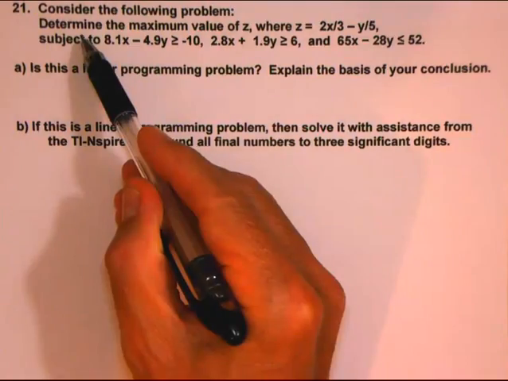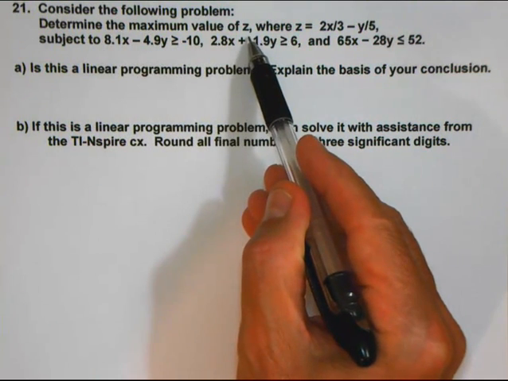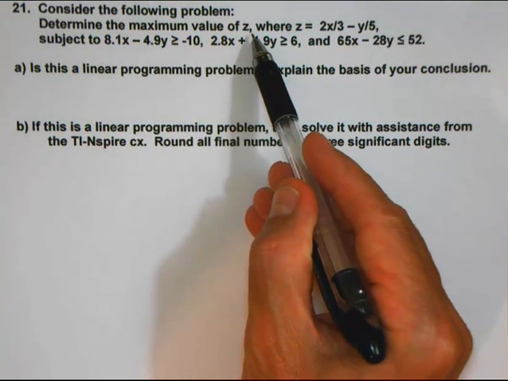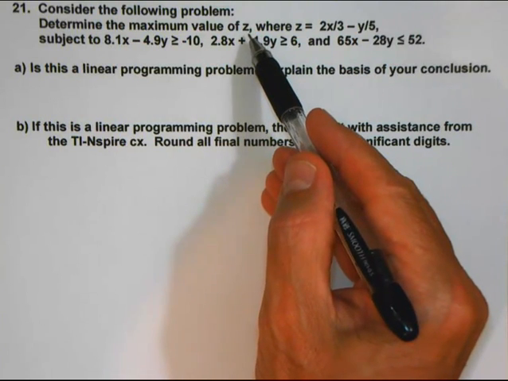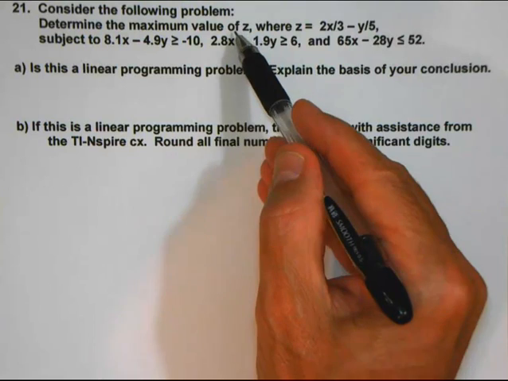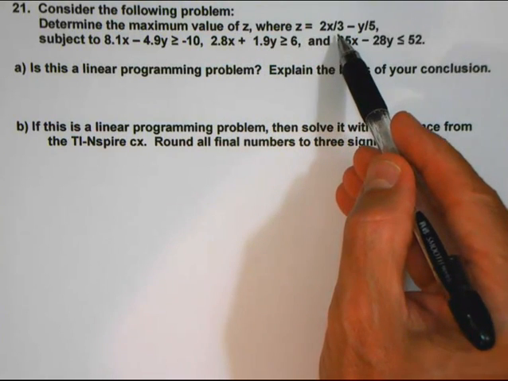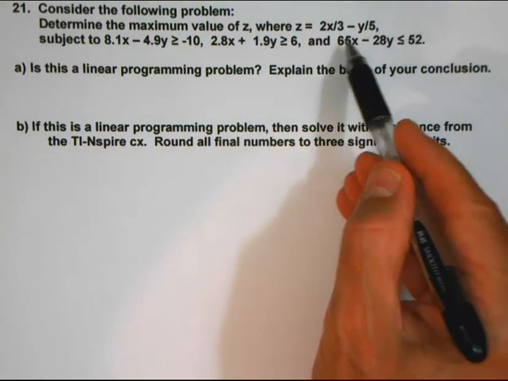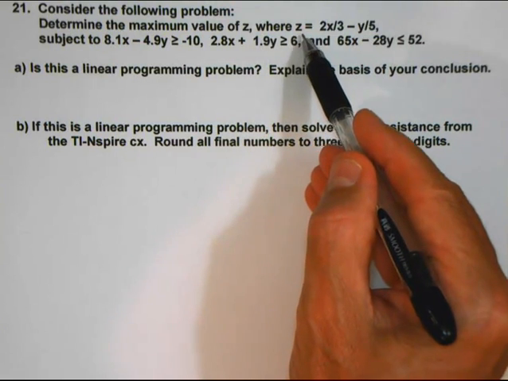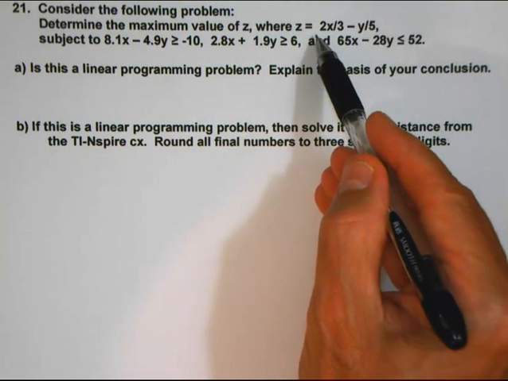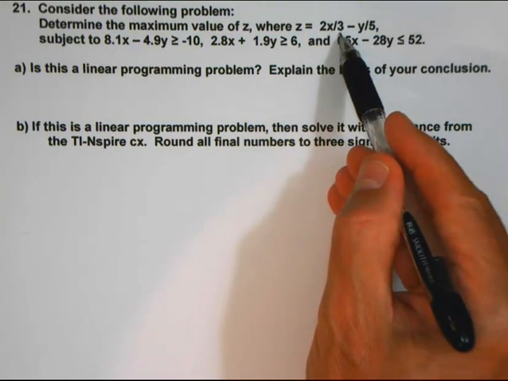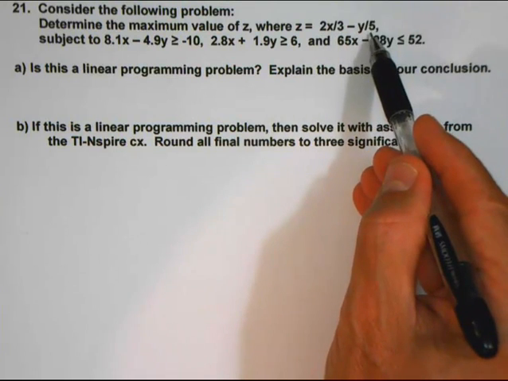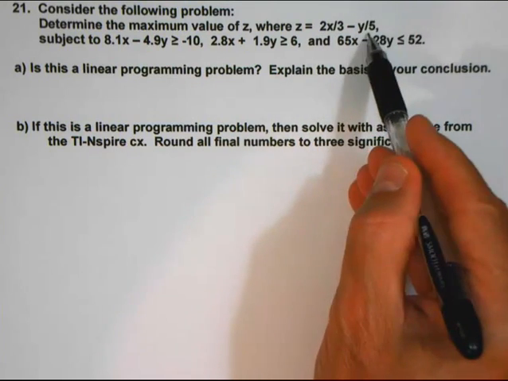Let's have a look. Determine the maximum value of z. Okay, this is an optimization question. So far we have one of the conditions met for being a linear programming problem, where z equals 2x divided by 3 minus y over 5. Okay, z is a function of two variables in this case, and what's important though is that the type of function is linear. Constant multiples of x, constant multiples of y. Alright, so it's a linear function.